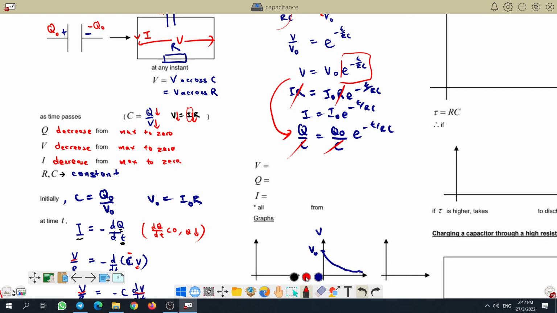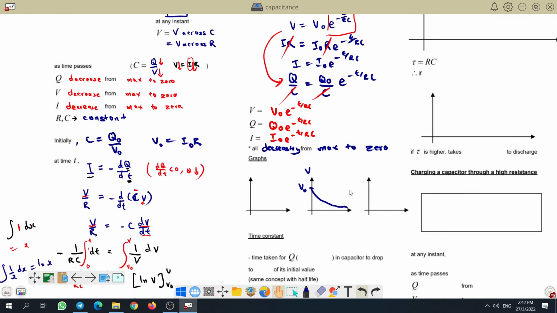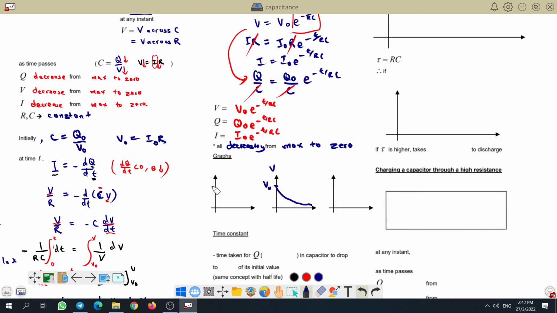Okay. So V equals V naught e negative t per RC. Q equals Q naught e negative t per RC. I equals I naught e negative t per RC. So all of them decrease from maximum to 0. The formula is the same. The graph is the same. Q naught against t, I naught against t.